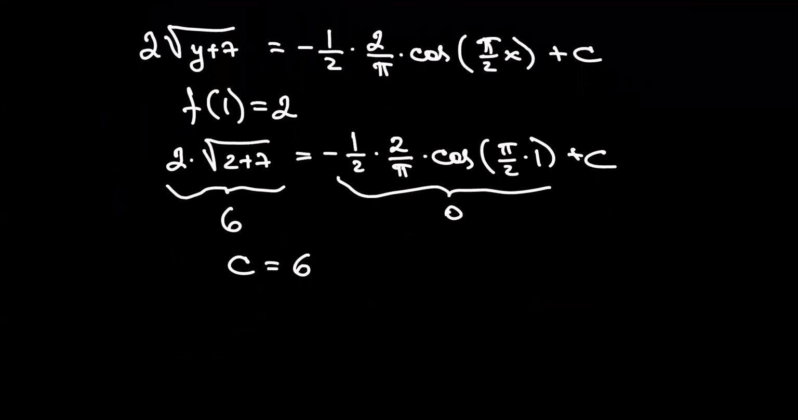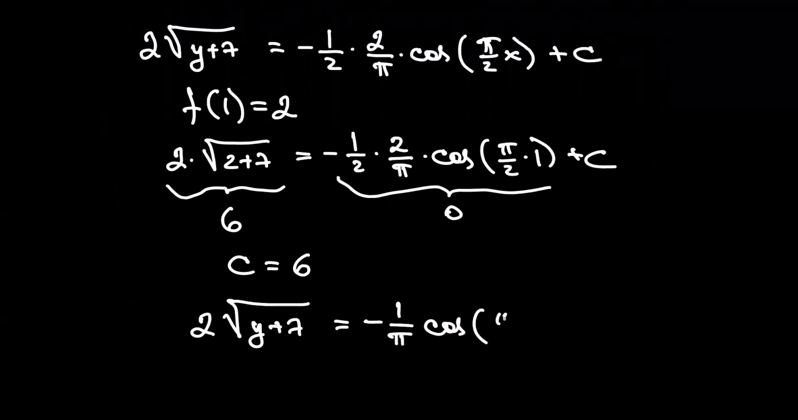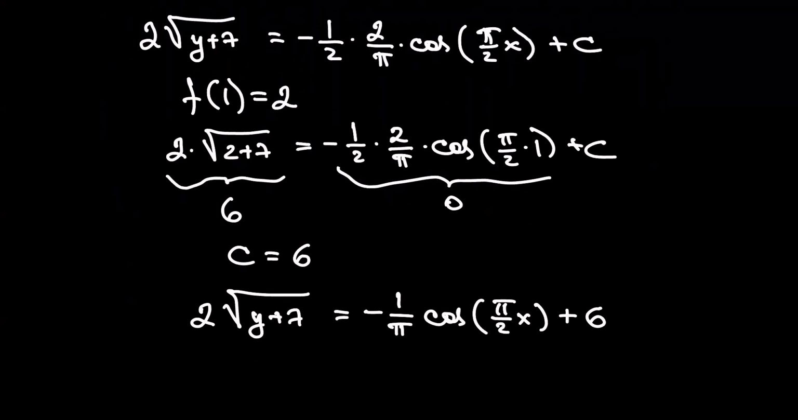So then our equation becomes 2 square root of y plus 7 equals negative 1 over pi cosine pi over 2 x plus 6. And so we need to solve for y to find this solution.